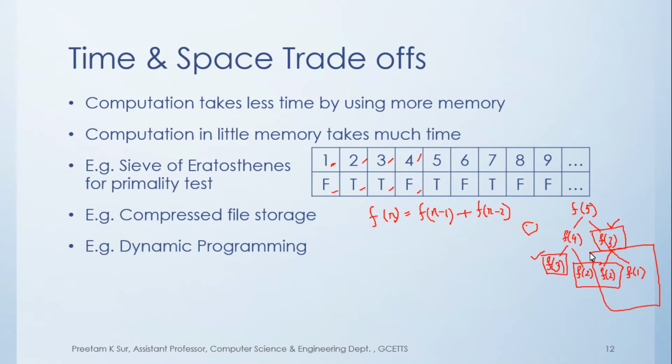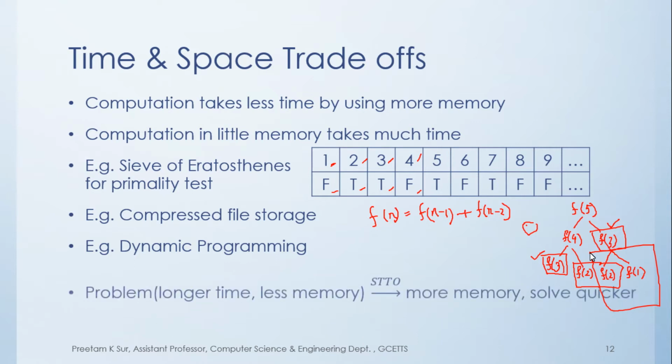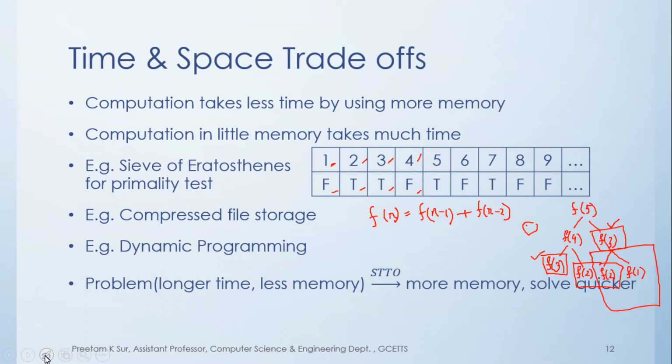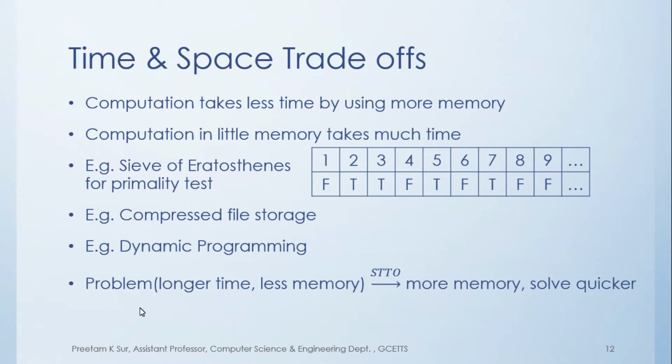So using the concept of space and time trade-off, suppose you have an algorithm which is taking much time because it is using less memory. You can analyze the algorithm, and you can apply the concept of space-time trade-off to make the algorithm use more memory and solve the problem quicker.